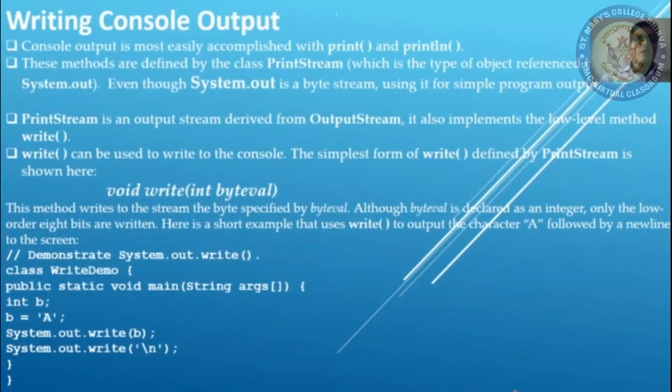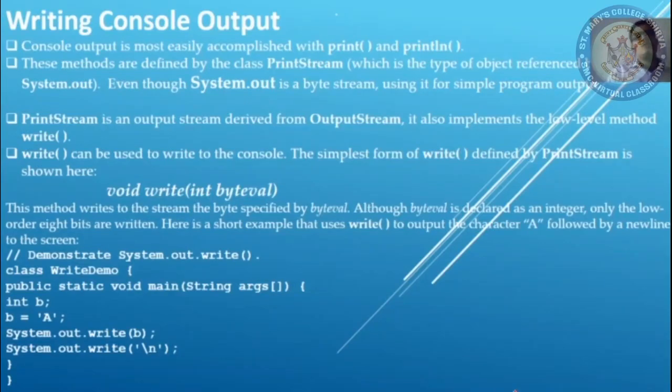Now writing console output. Till now we have seen input statements. Now we are seeing console output. Console means your output, as opposed to the keyboard, or the output screen. Console output is mostly easily accomplished with the print and println methods. We are using System.out.print or System.out.println to display the output. These methods are defined by the PrintStream class. Where are these methods defined? In the PrintStream class.